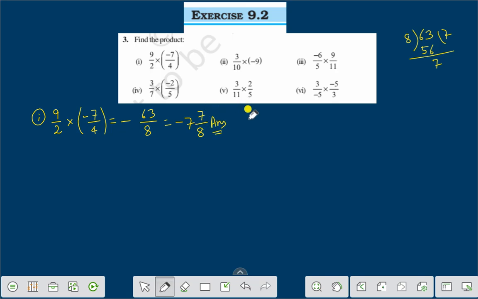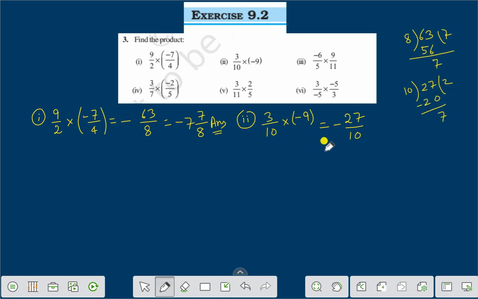Now question number 2. Question number 2 is 3 by 10 into minus 9. Here you also find that plus into minus is minus, right? 3 9 is 27, so 27 by 10. Now if we divide 27 by 10, 10 2 is 20, and 27 minus 20 is 7.